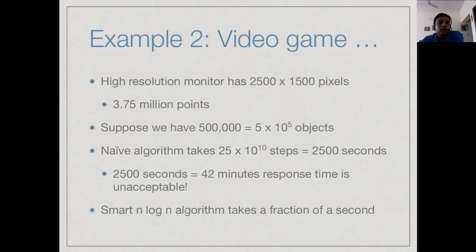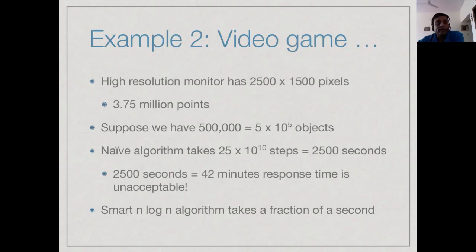So if we were to now compute the pair of objects among these 500,000 which are closest to each other, and we use the naive n-square algorithm, then you would expect to take 25 times 10 to the 10 steps, because that is 5 into 10 to the 5 whole square. 25 into 10 to the 10 is 2500 seconds, which is around 40 minutes. Now if you're playing a game, an action game in which reflexes determine your score, obviously each update cannot take 40 minutes. That would not be an effective game.